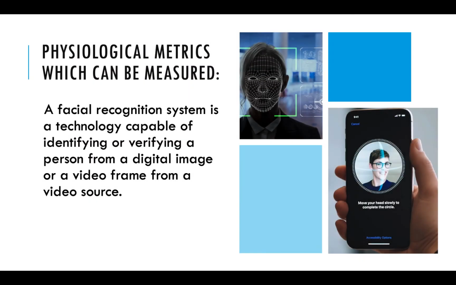So we need to look at different types of physiological metrics which can be measured in computer science. And the first one we're looking at is facial recognition. A facial recognition system is a technology capable of identifying or verifying a person from a digital image or a video frame from a video source. Facial recognition is a real growing technology, and it works on measuring how far apart your eyes, your jaw, your nose and cheekbones are relative to each other.